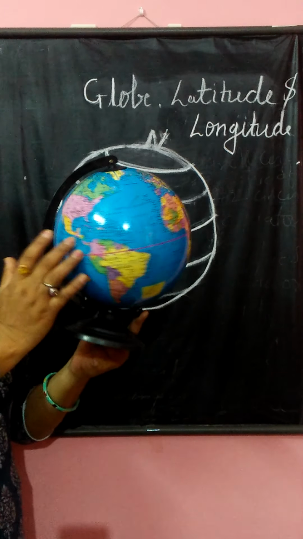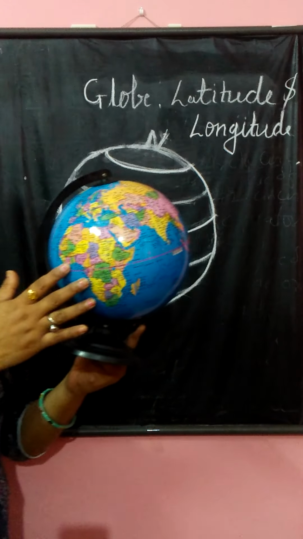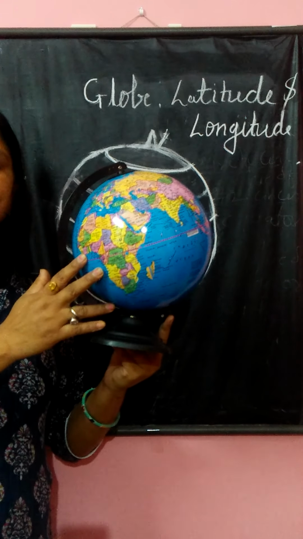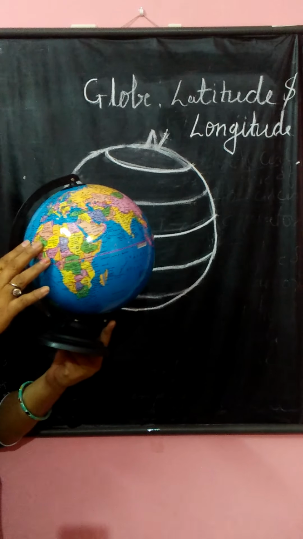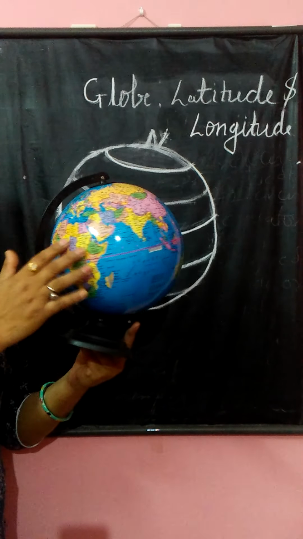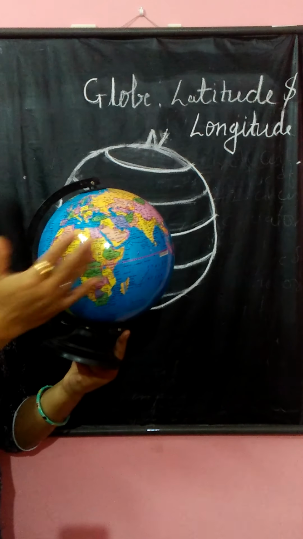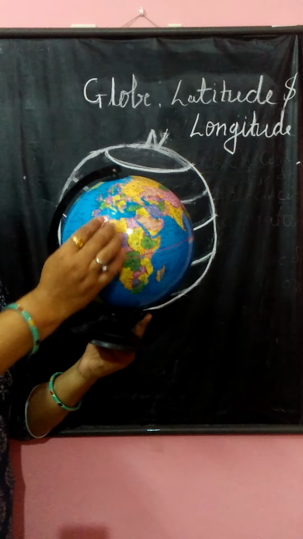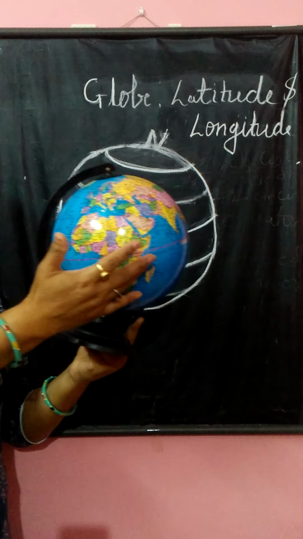And we find here continents, these landmasses which you are seeing. As we know, we have seven continents on our earth. These landmasses are continents, and the small divisions shown are countries which are in the same continent.